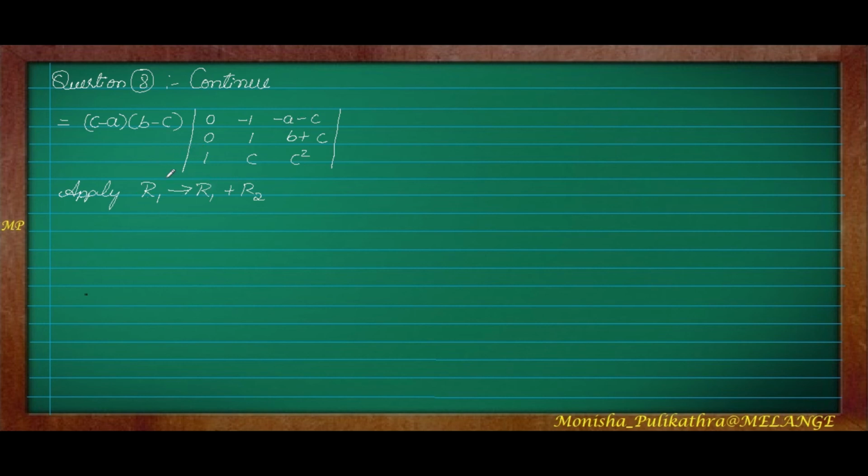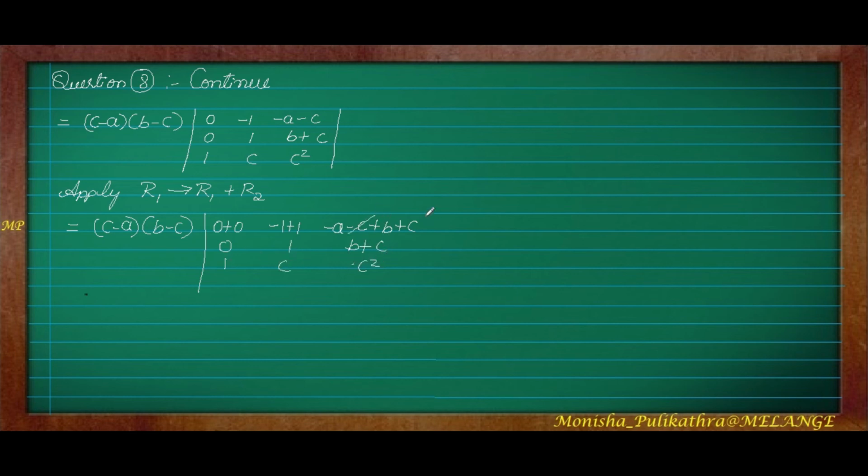So I have taken R1 to R1 plus R2. When I take R1 to R1 plus R2, R1 is 0, R2 is also 0, so 0 plus 0. Here R1 to R1 plus R2: minus 1 plus 1, and minus A minus C as it is, plus B plus C, because we are adding it. So minus A minus C plus B plus C, R1 plus R2, and all other rows will remain as it is.